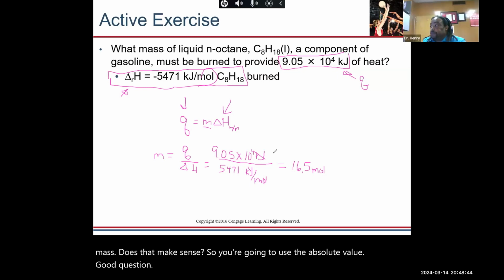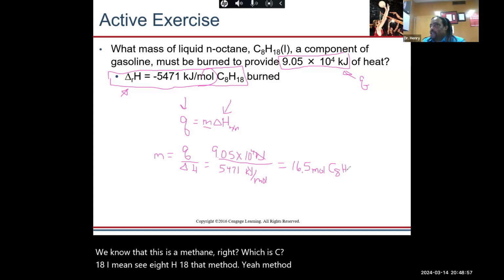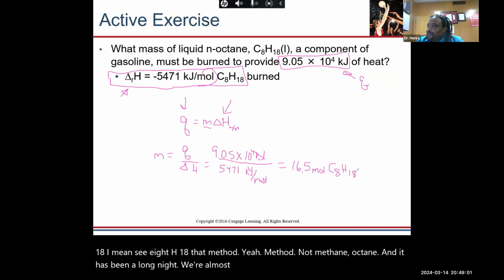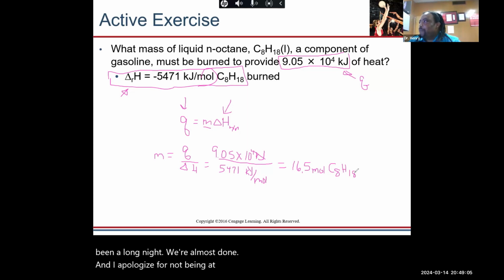Okay, so we know that this is methane, right? Which is C8H18, not methane, octane. And it has been a long night. We're almost done. I apologize for not being at my top performance.